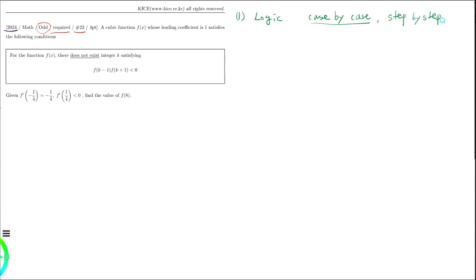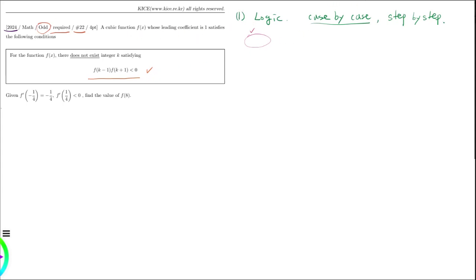And by doing so, you discard non-logical things, and you only choose the result which makes sense. Okay, so you have to determine whether it does make sense in terms of the condition of this problem. Let me dive directly into this problem.